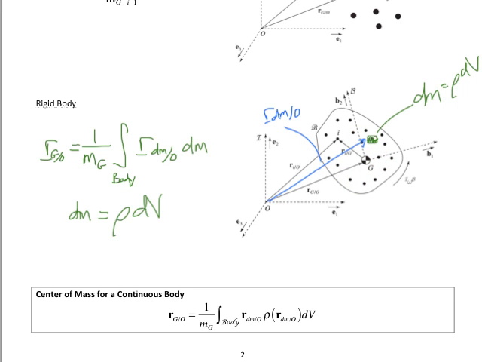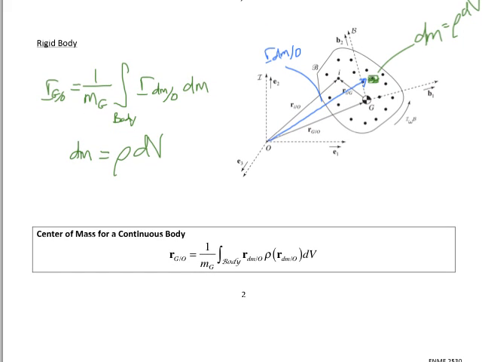And so we end up with our final expression in which we can calculate the center of mass for a continuous body. So the position of G with respect to O is going to be 1 divided by the entire mass of the body, and then we're going to integrate over the entire body of the position vector of each differential mass, multiply it times the density, and the density can be a function of that location, and then we're integrating over the volume of the body, so we'll turn this into a geometric integral.